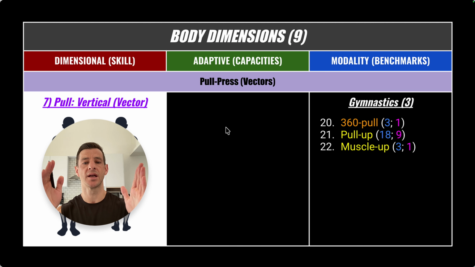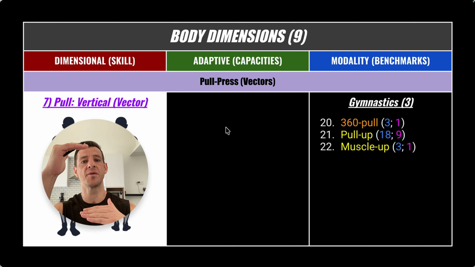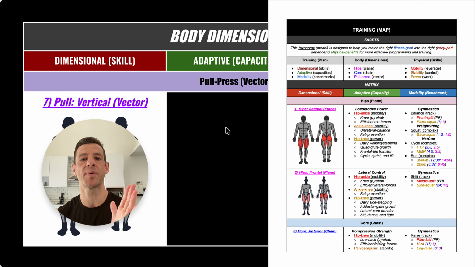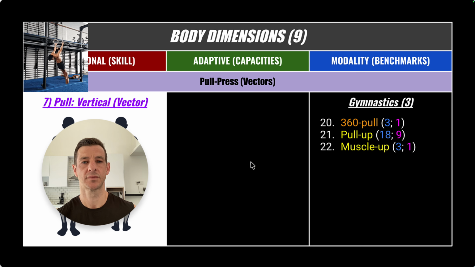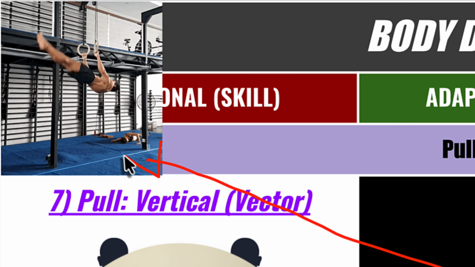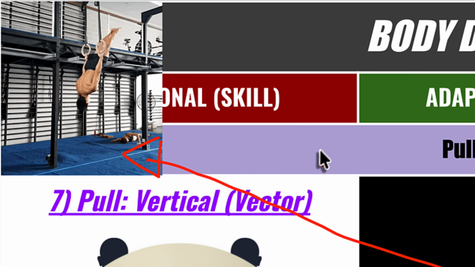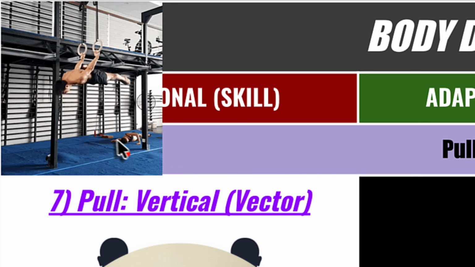In fact, if you want to have a bird's eye view of all the 30 benchmarks discussed in this video series, make sure you download the 3-page PDF that goes along with this taxonomy video series. Okay, so back to our benchmarks. For the 20th performance target in our series, we have the 360 pull, as you can see all the way over here. And as the name suggests, you are pulling with straight arms 360 degrees.